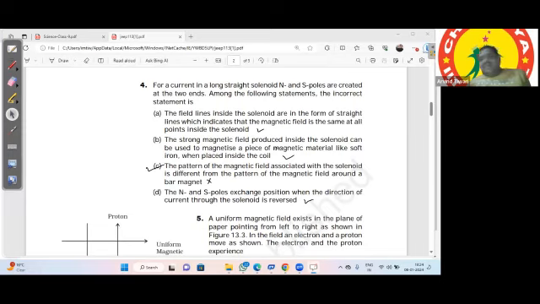Is there anyone? Someone had given option A also, I think. Written 4A. Okay, no issues.